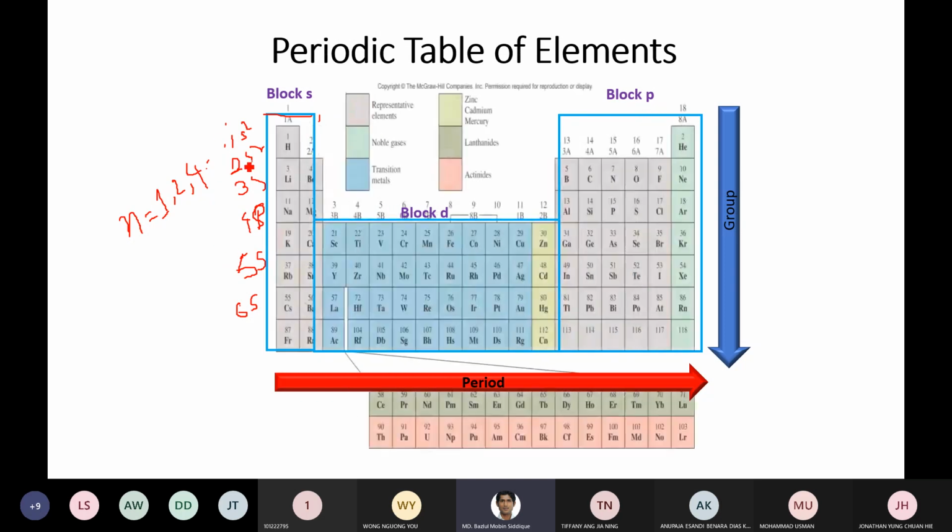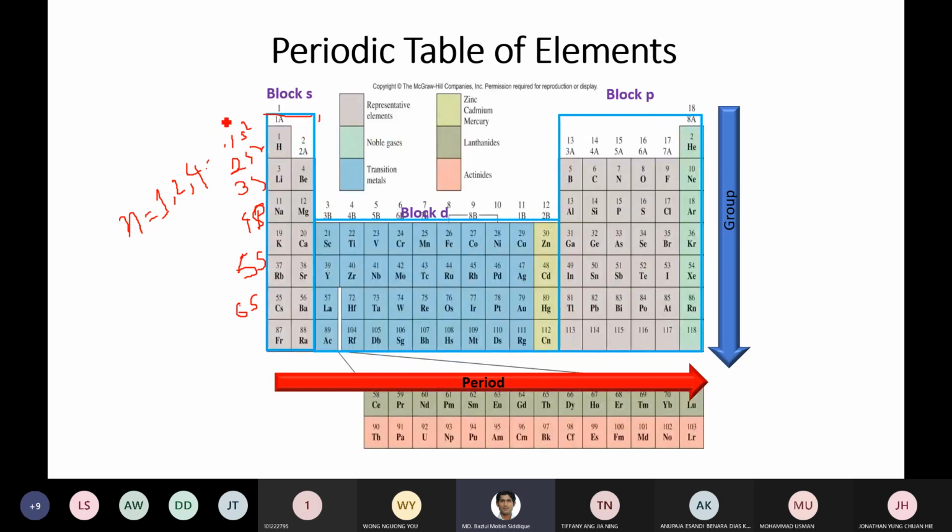So now we can say that this is one group, this is another group. So group 1, group 2, group 3 in the modern table, group 4. Previously it was 3A, 3B, 4, 5 in that way. So 4, 5, 6, and then until 18. 18 groups are in the periodic table, and then the period is this one.